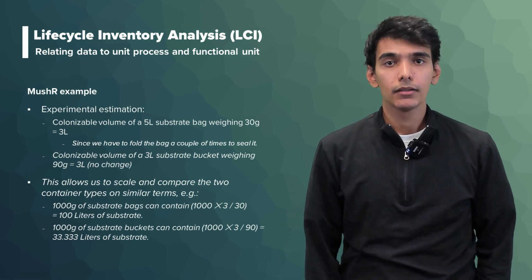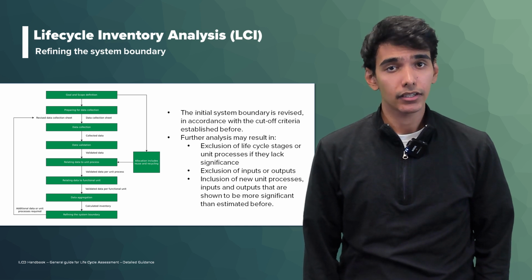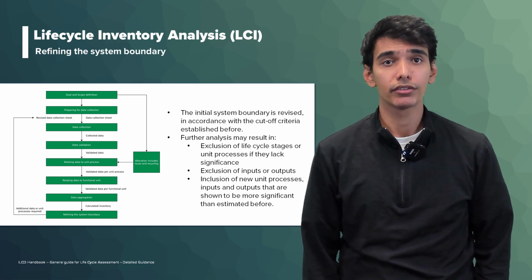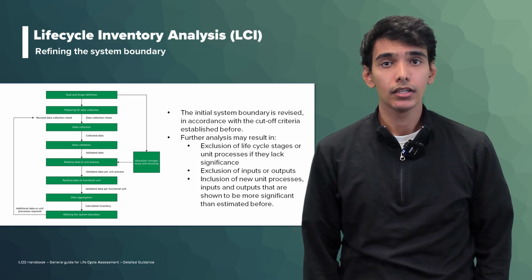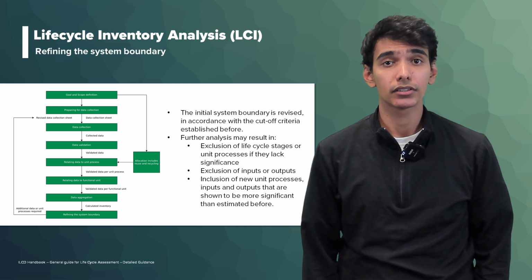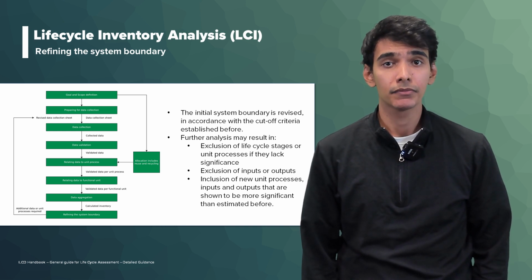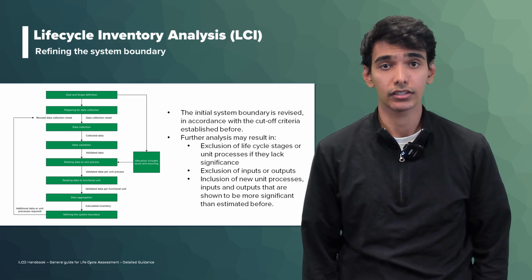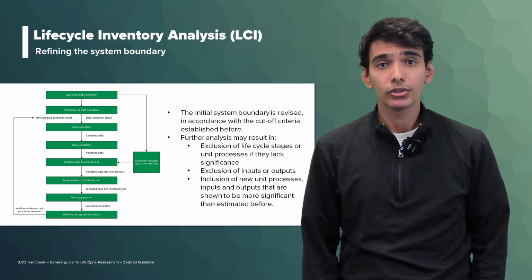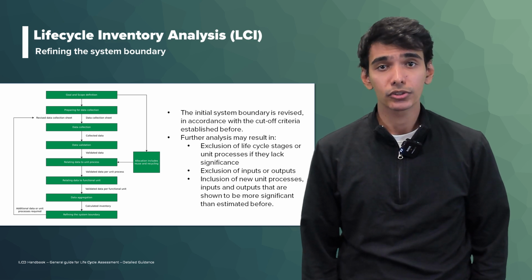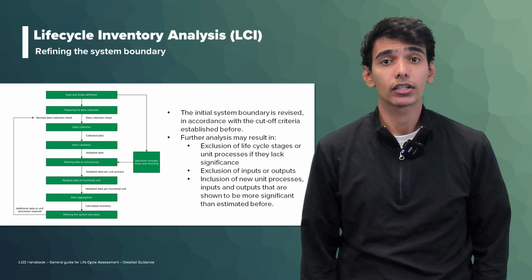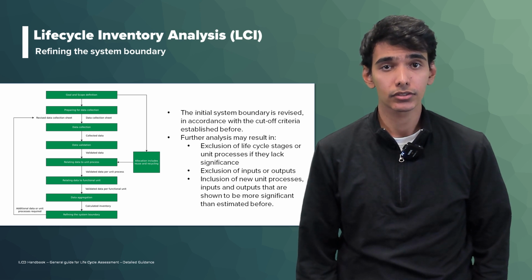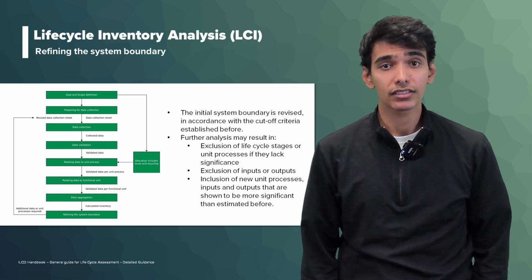Once you've related your data with your functional unit, we go into refining your system boundary. The initial system boundary is revised, and this is done in accordance with the cutoff criteria that you established before. When you do this analysis, it may result in exclusion of certain life cycle stages or unit processes if they lack significance. Sometimes you exclude certain inputs or outputs that are not relevant, and you might also include new unit processes, inputs or outputs that might be shown to be more significant than estimated before.